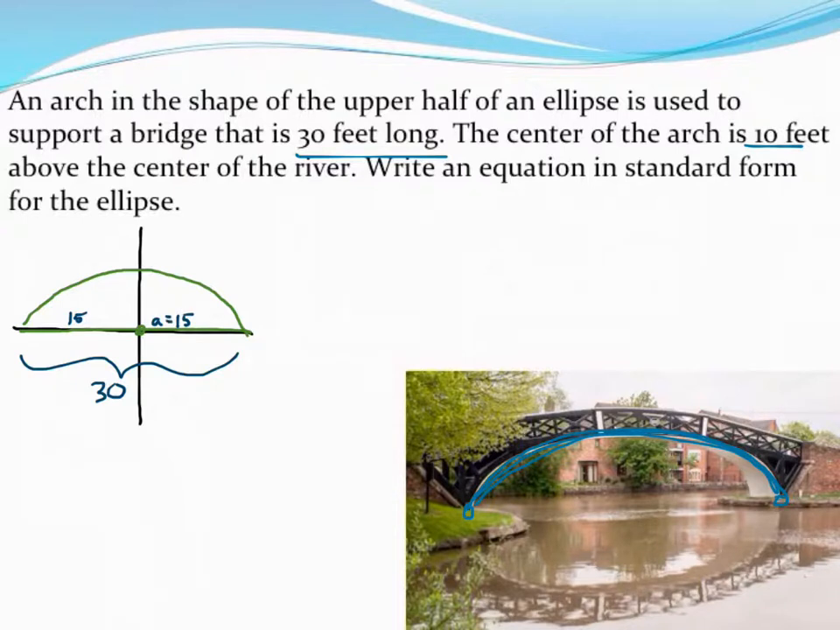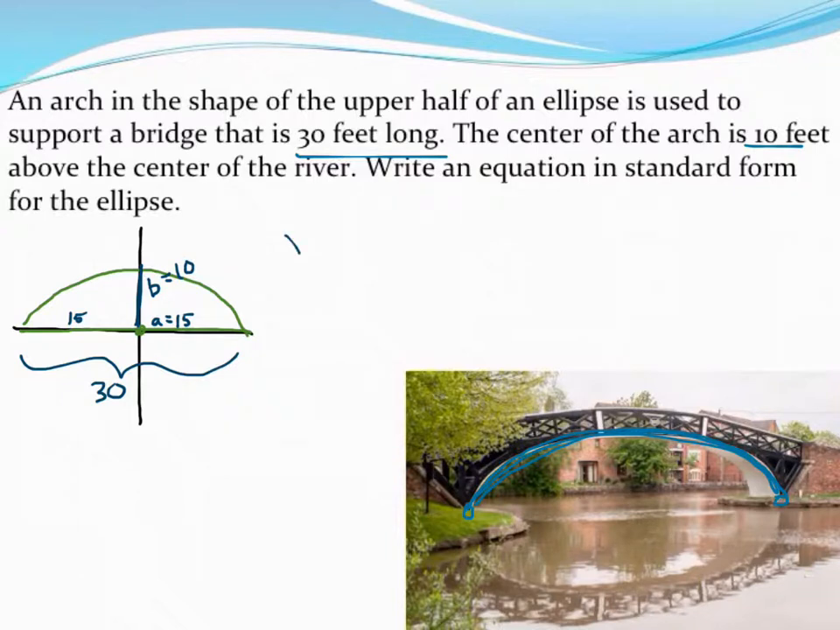They also tell me that the height of the bridge above the water, so this distance right here, is 10, and so that corresponds to the b value, which in this case is going to be 10. So using those a and b values and the center at 0, 0, I can make the equation of this ellipse.